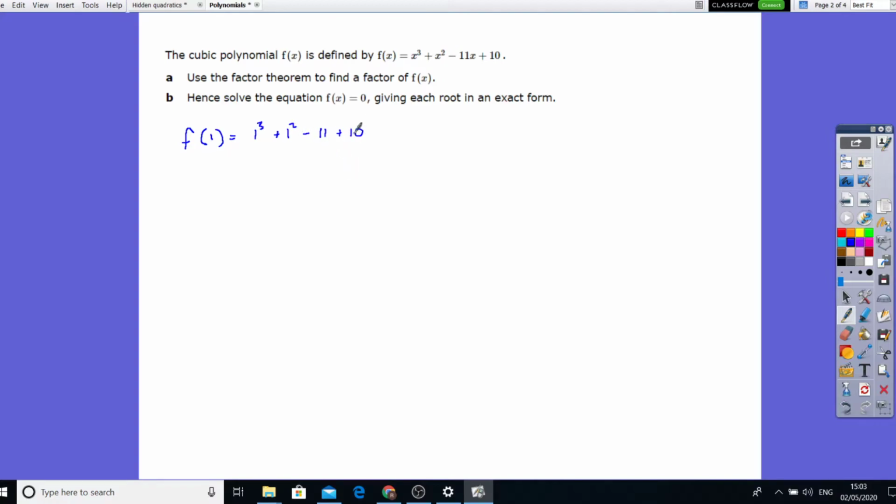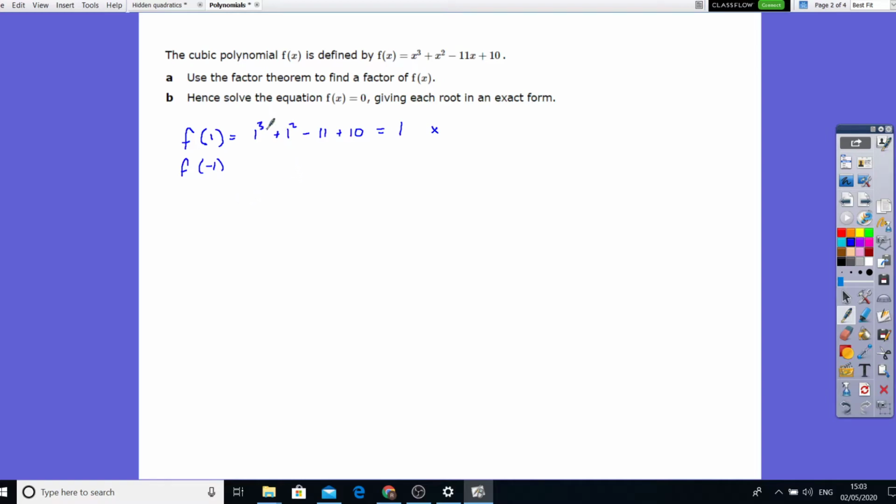Okay, so we've got 10 plus 1 is 11, minus 11 is going to be 0, so that's going to end up as 1. So this is not a factor. Okay, let's try minus 1.